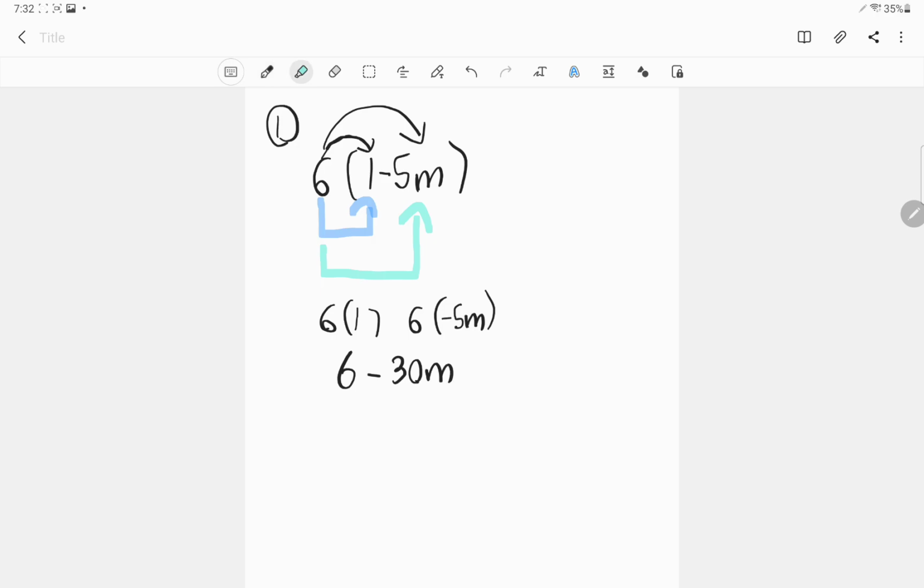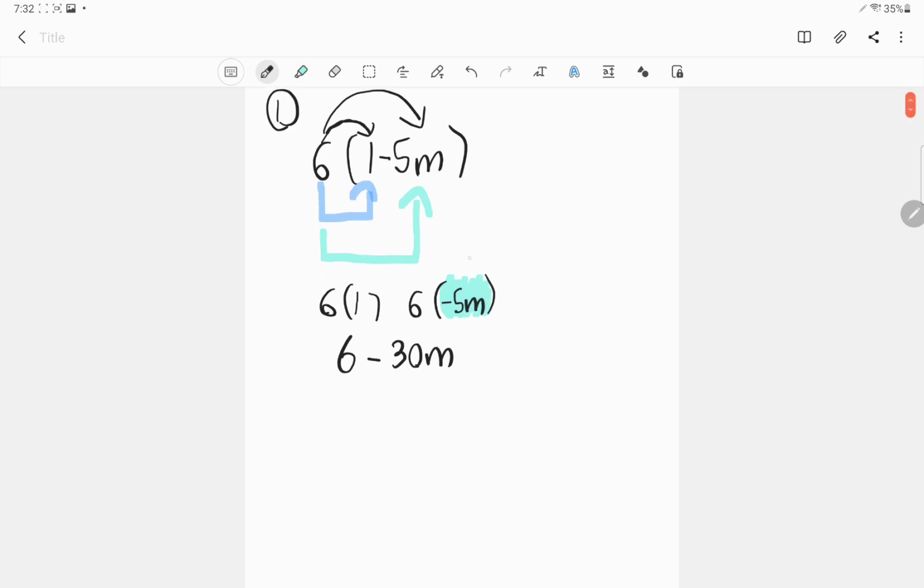So look at this right here. Look at this negative 5m, right? You see that we have an m right here where I put the arrow? Whenever you multiply anything with m, or with any variable for that matter, you're going to have to write the variable that you get. Okay? So right here, our answer is going to be 6 minus 30m.